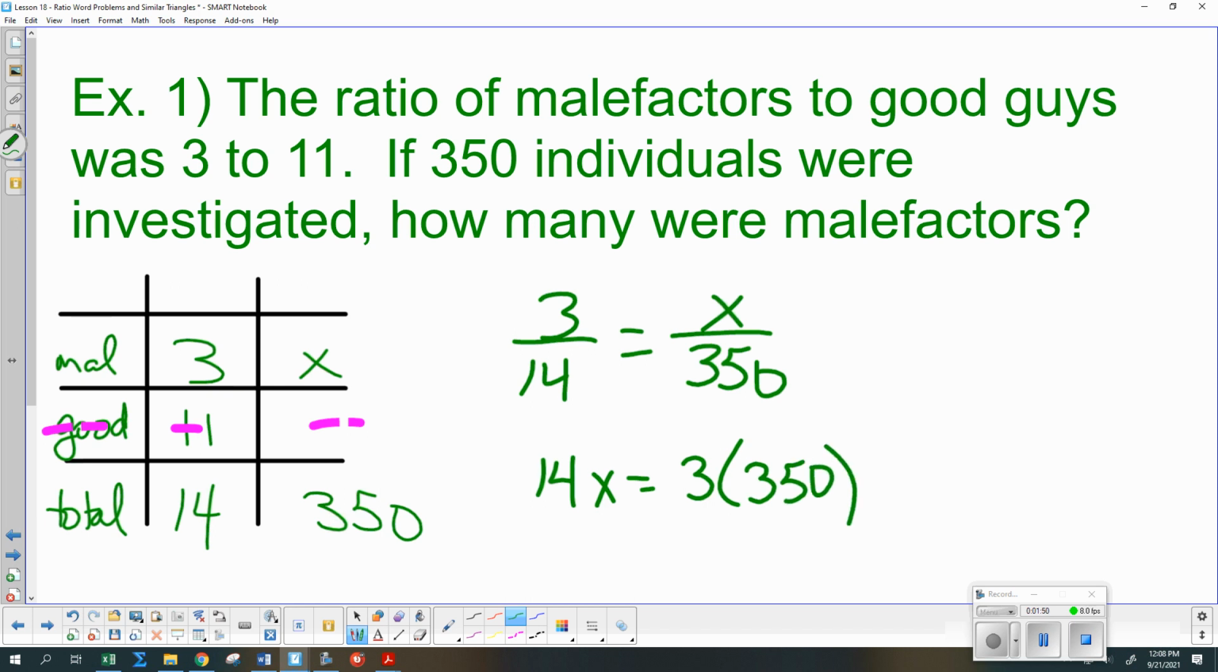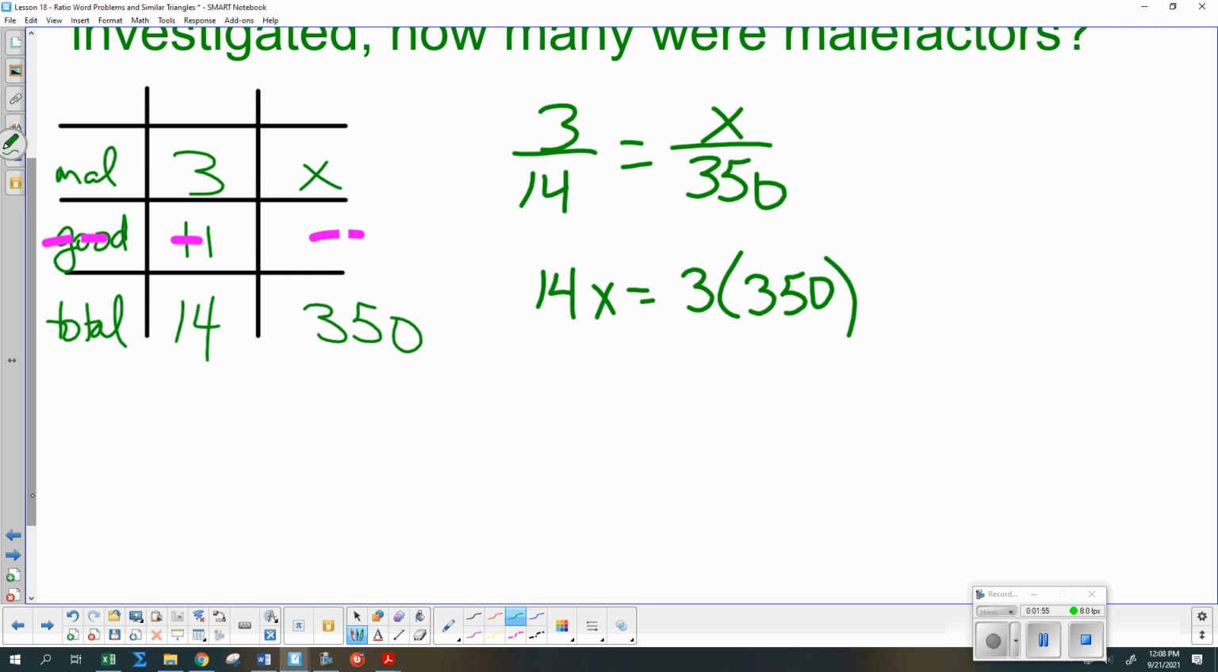Do not enter it on your calculator yet. Write down, but I want to get just x, so I need to divide both sides by 14. Then you may punch it in on your calculator. Control divided by. In the top box, put 3 times 350. In the bottom box, put 14. And I see a couple people have been punching it in already.